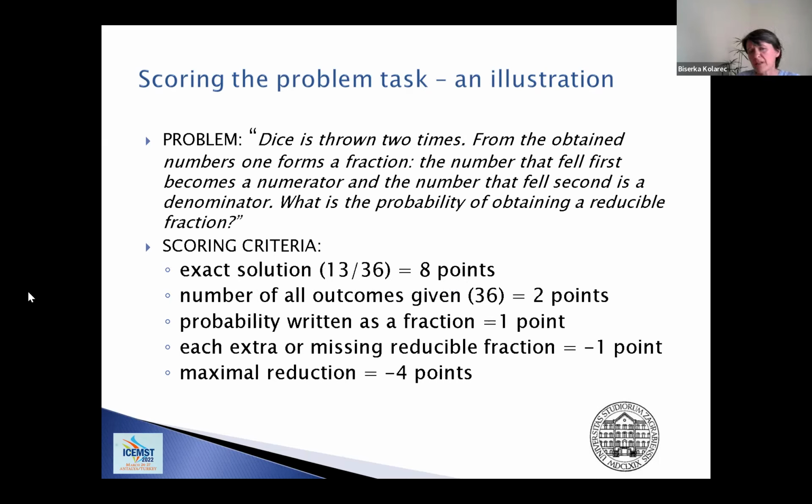For a solution that misses some of those fractions, we decided that each extra or missing reducible fraction will result in -1 point. Maximal reduction is -4 points. And if a student mentions the total number of fractions, then it gets 2 points. And if it writes probability as a fraction, additional 1 point.